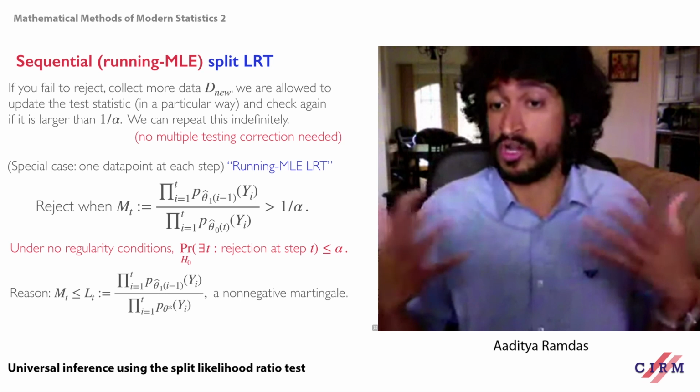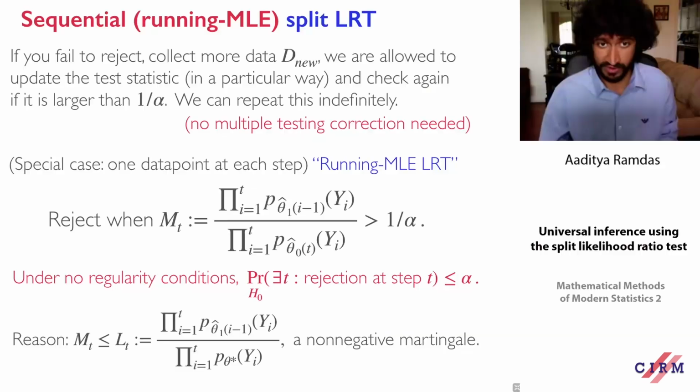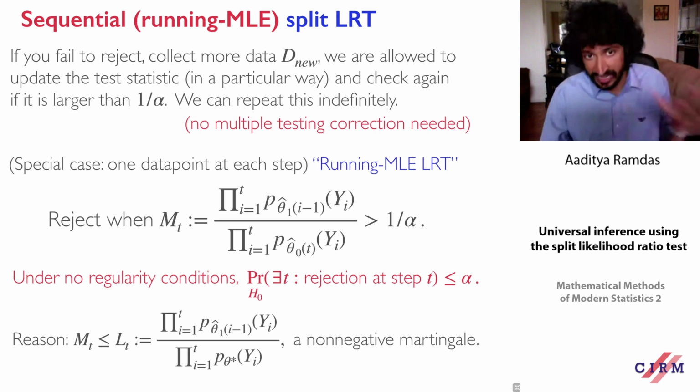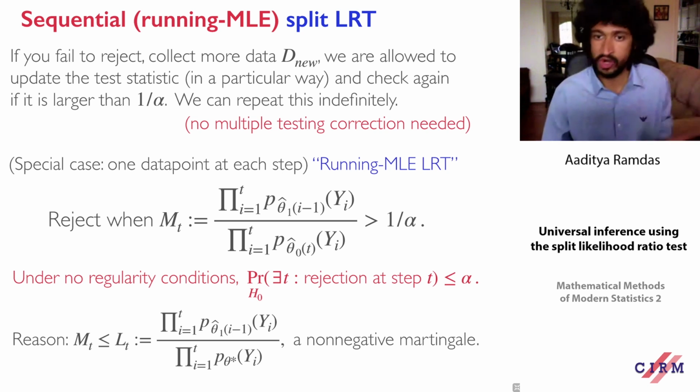So let me explain what the sequential point of view is, and maybe some of you will find it useful as well. Okay, so what's the idea? The idea is that if you fail to reject the null, then you can actually collect some more data, and we can update the test statistic in a particular way that I'll describe, and we can check again if it's larger than 1 over alpha. And we can keep repeating this indefinitely, and we do not need any multiple testing correction. It's like a sequential likelihood ratio test of Wald, except a version that works for composite null hypotheses.